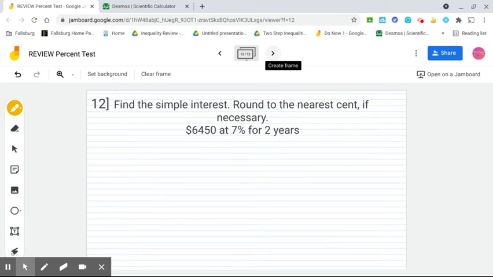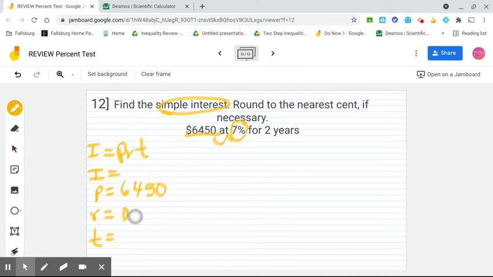Last question, find the simple interest, round to the nearest cent if necessary. We have $6,450 at 7% for 2 years. So it's a simple interest problem. I equals PRT. Now it's telling us to find the interest. So interest, we're going to leave blank. P is $6,450. Remember, that's the principal or starting balance. R is our percentage as a decimal. So you want to move it 2 to the left, and you get 0.07. And time is always measured in years. And it is in years here, so I could just plug in a 2.